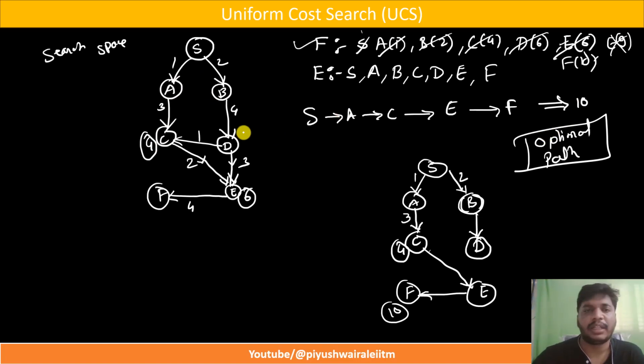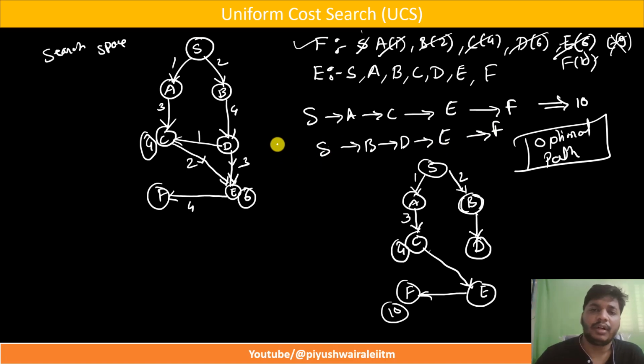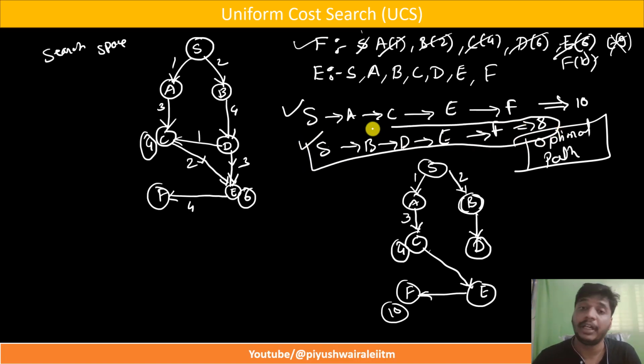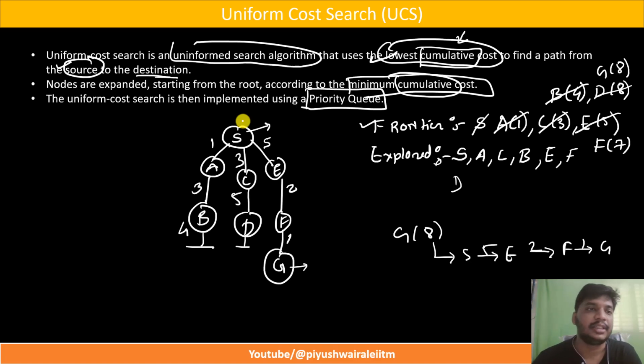Suppose we have one more path here, say for example, S to B, B to D, D to E and E to F, and let us say the cost is 8. Then in this case, it will compare the final cost, and it will give us this result because it will compare the lowest cumulative cost among the paths, right? That's what we have discussed here.